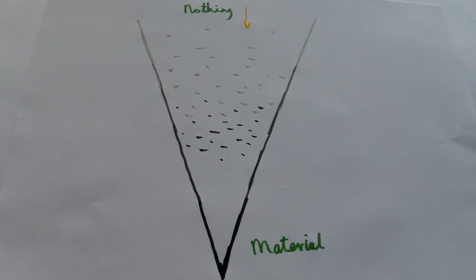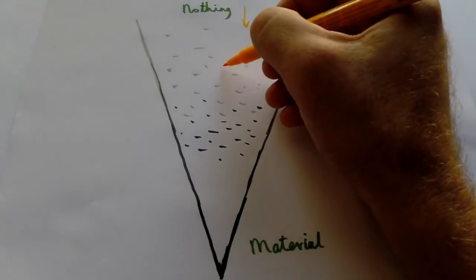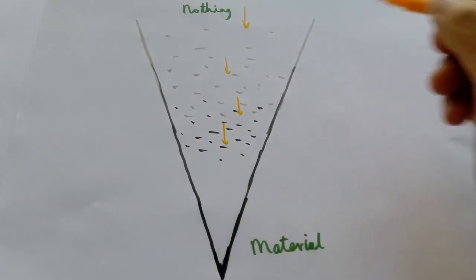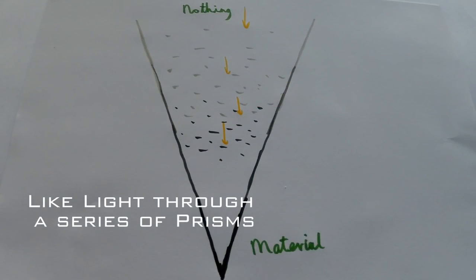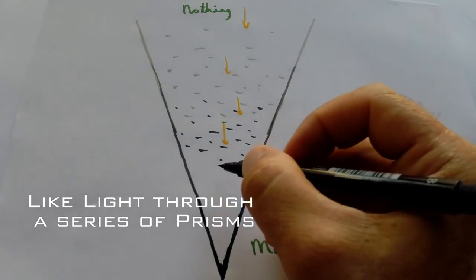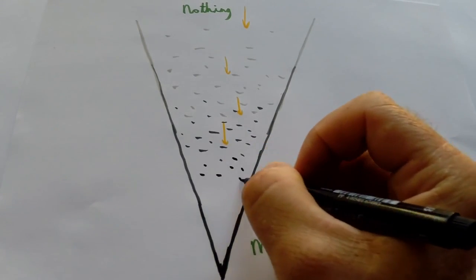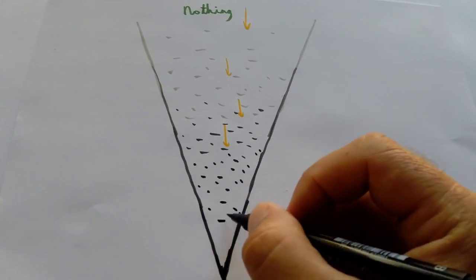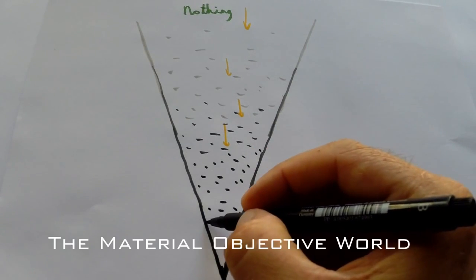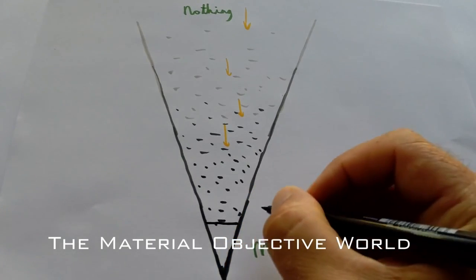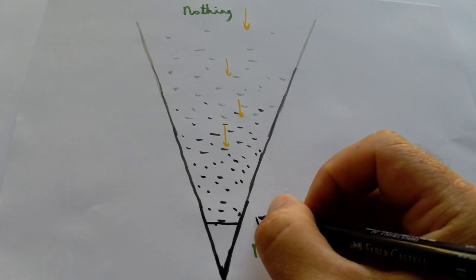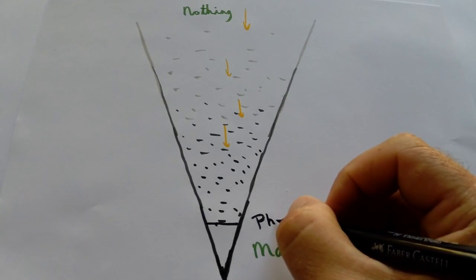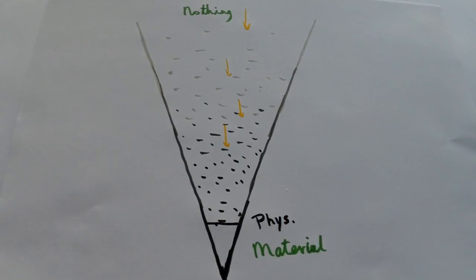And as the light travels, it basically picks up these solids. And finally, and I'm not going to draw all of these dots, but obviously it's going to get denser and denser as you come in, you end up in what we call the physical world here. Let's just call this the physical world.